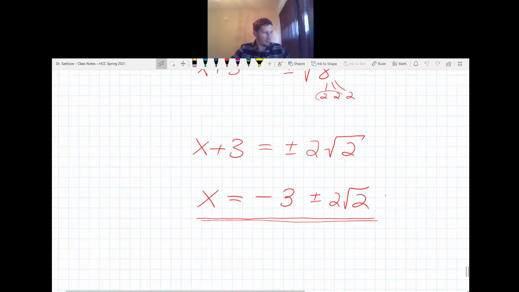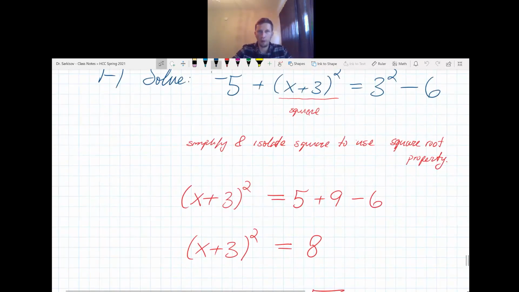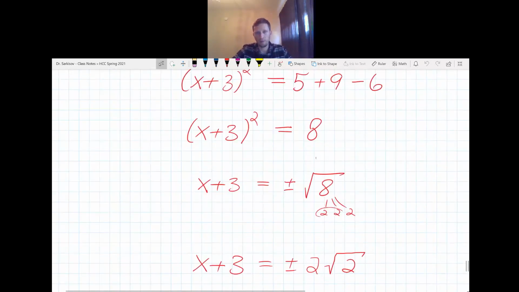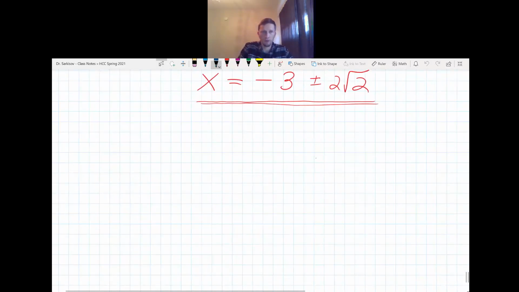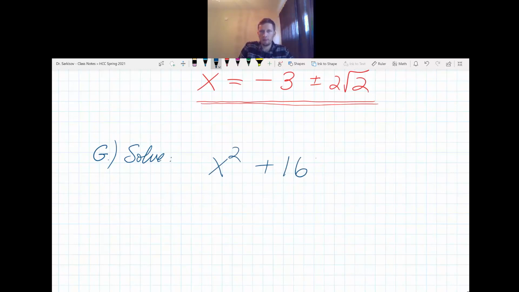Now look at this. Now I'm going to another problem, call it problem G. But now it's going to demand more. It's going to demand more from us. So here goes. Problem G. Let's solve the following: x squared plus 16 is equal to 10x.